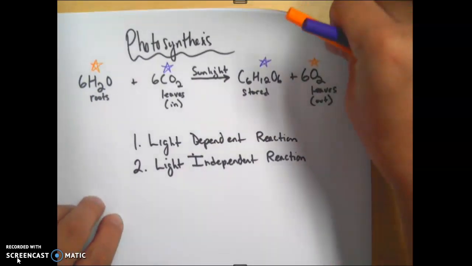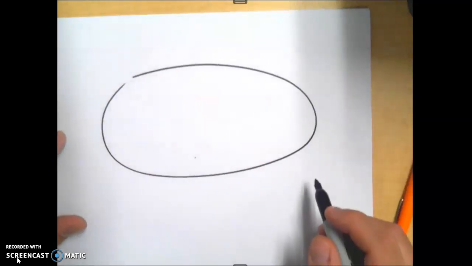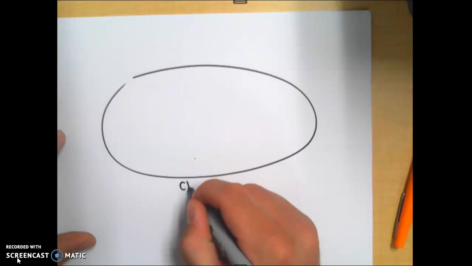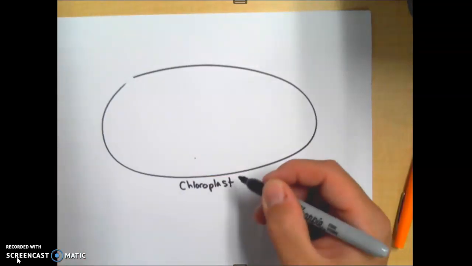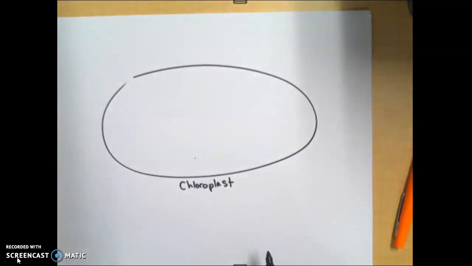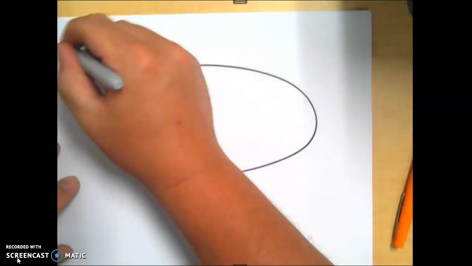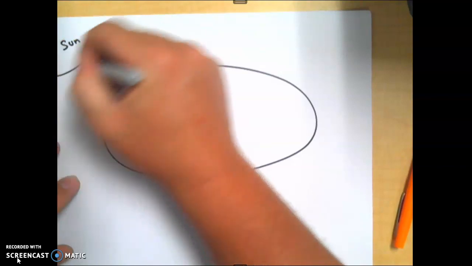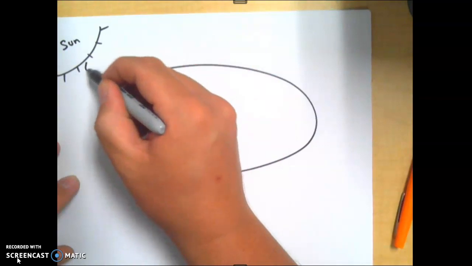So if I can get a new page here. All right, what we know about photosynthesis is that this process is going to take place in a specific plant organelle called the chloroplast. And please remember, I am an expert artist, which is why this looks so amazing, right? Doesn't look lopsided at all, not like a bean or anything like that. Up here, we are going to have the sun, and this guy here is very important because he is giving off radiant energy.